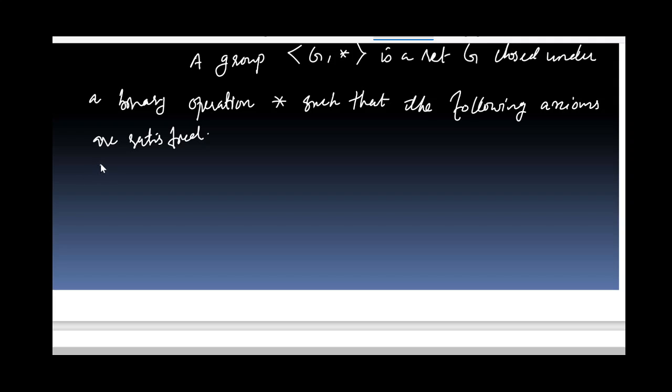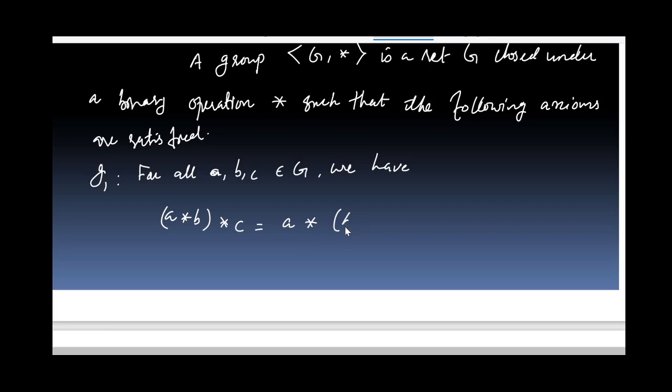The first axiom, we are naming it G1: for all A, B, C belonging to G, we have (A star B) star C is equal to A star (B star C). It's called associativity of star.